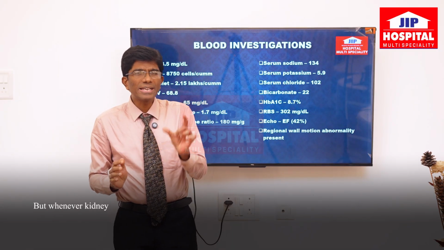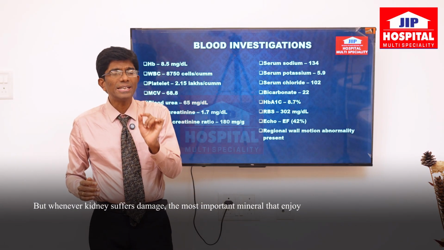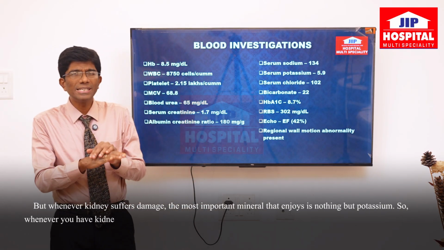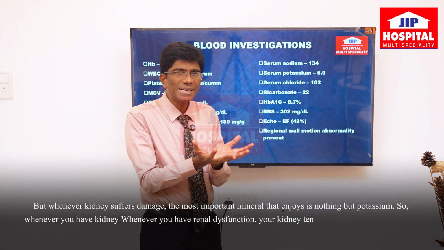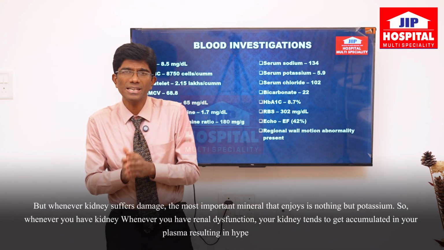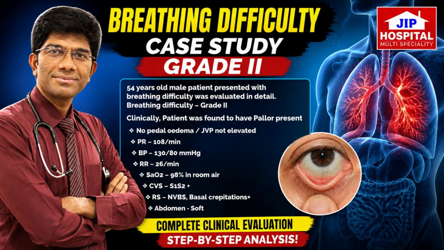But whenever the kidney suffers damage, the most important mineral that enjoys it is potassium. So whenever you have renal dysfunction, potassium tends to accumulate in your plasma, resulting in hyperkalemia. That situation has happened to this patient. So serum potassium is on the higher side.